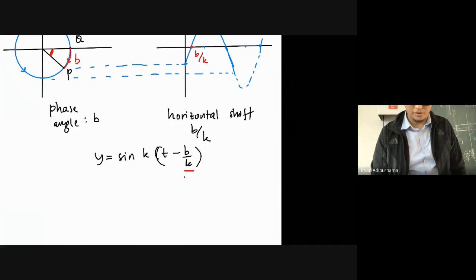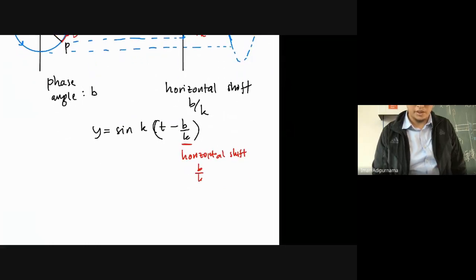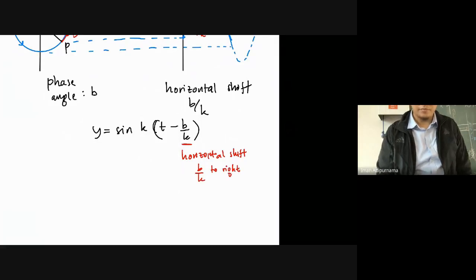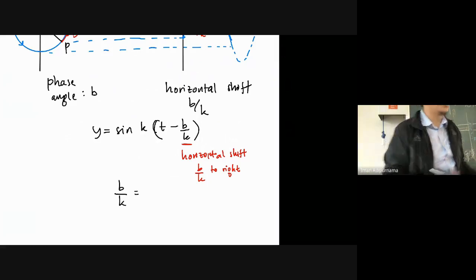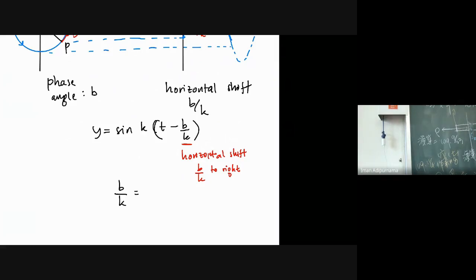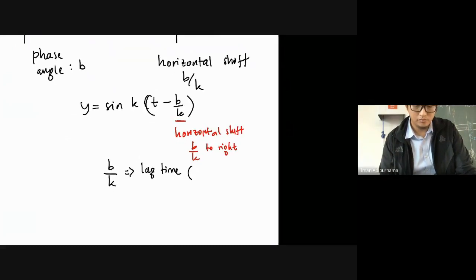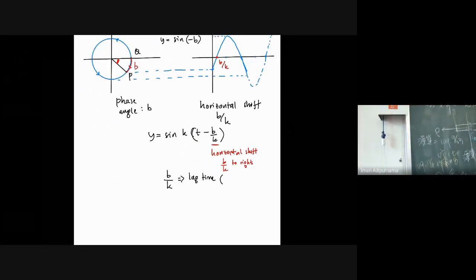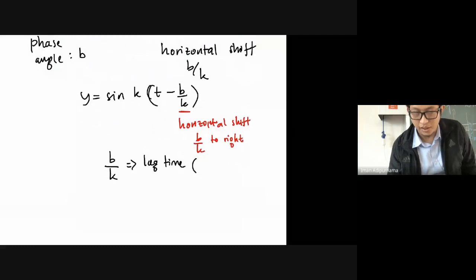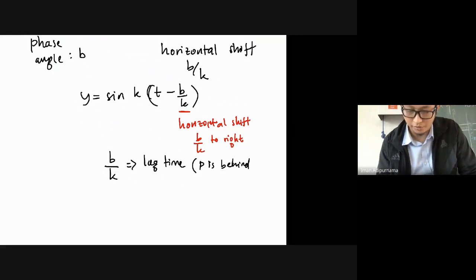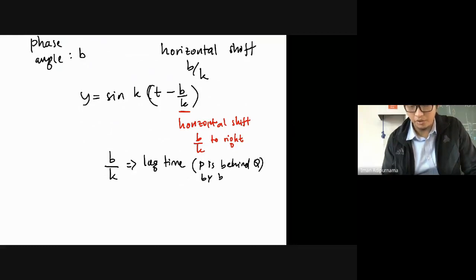So let me write this: this is the horizontal shift, P over K to the right. We can also think of this B over K, because they will have a difference of as much as B over K, as the lag time. Let's say P wants to move to Q. So P is behind Q, so this becomes lag time. P is behind Q by B over K units.